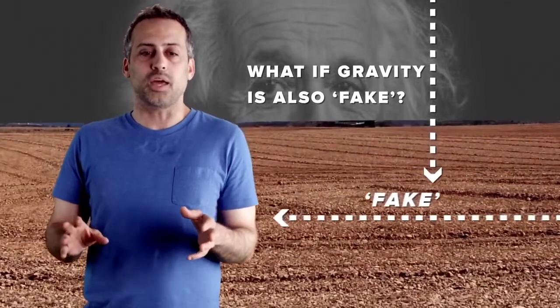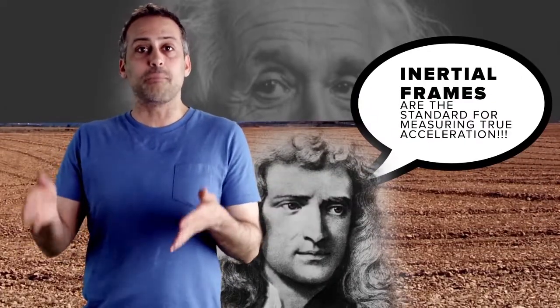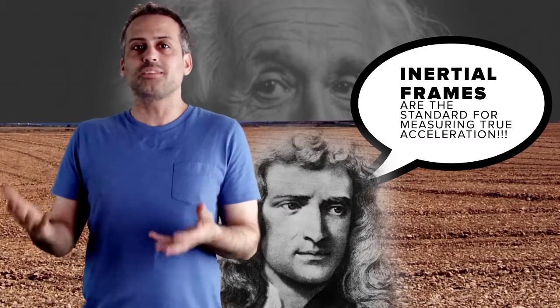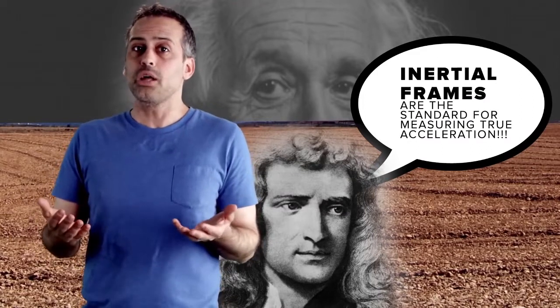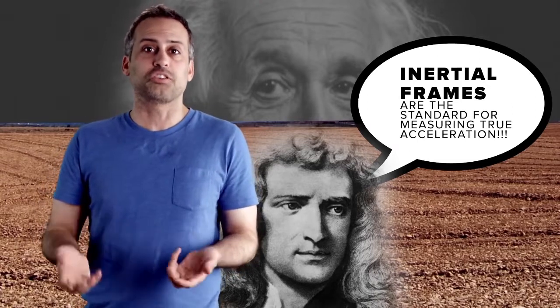Now, you know what Newton would say? He'd say, that's crazy. He would remind us that inertial frames are the standard for measuring true acceleration. So you can only say Earth is really accelerating upward if you can identify an inertial frame relative to which Earth's surface accelerates upward. And there's obviously no inertial frame like that, right? Well, not so fast, says Einstein.